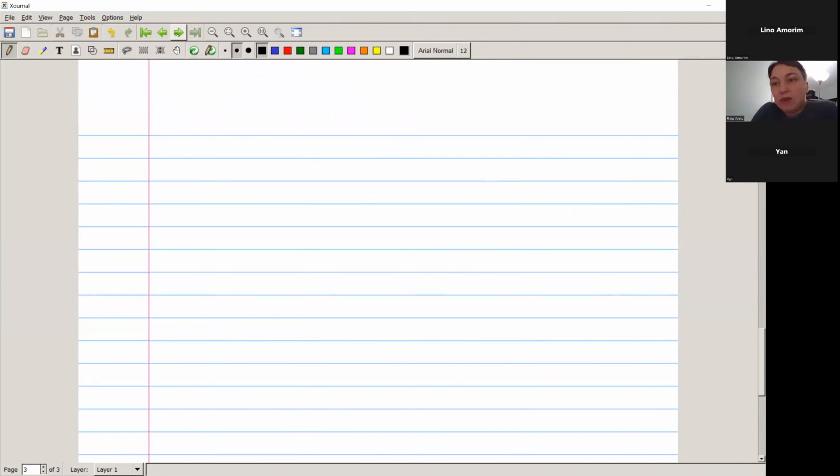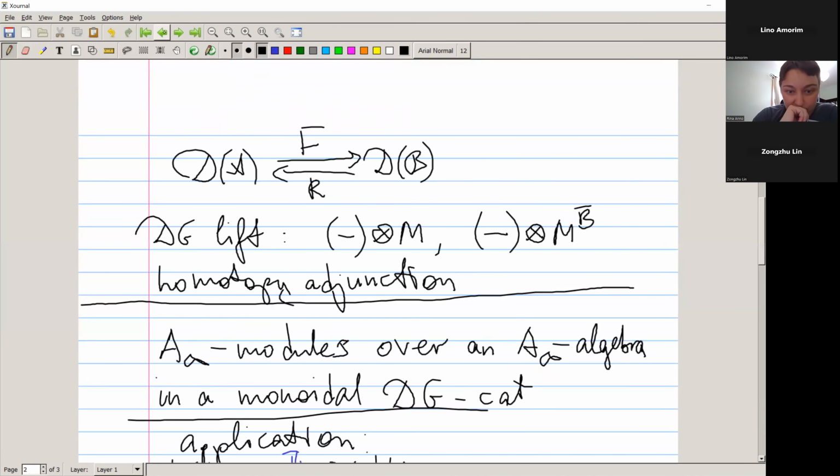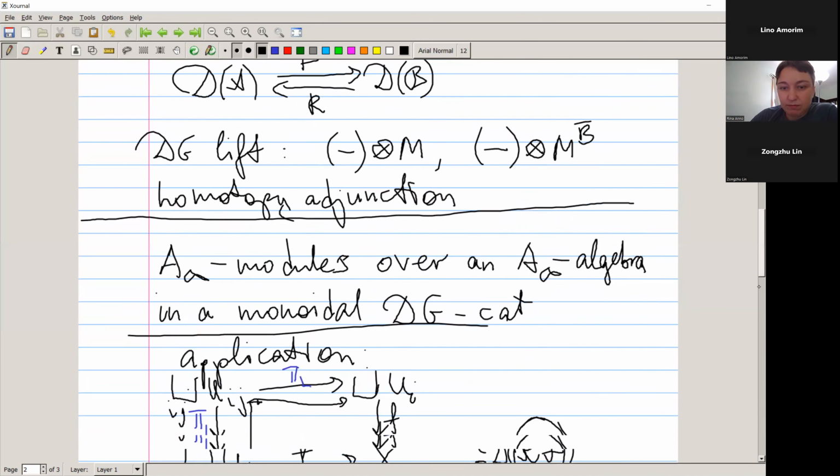Yeah. So that was it. Then I do have a question. So in the descent case, you do need some kind of a cycle condition. So how is the cycle condition reflected in this DG category?